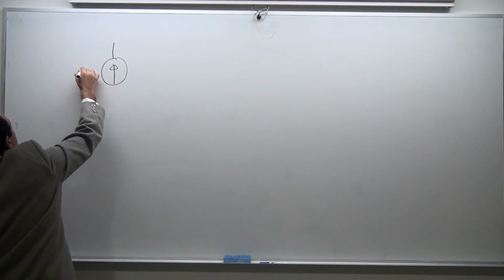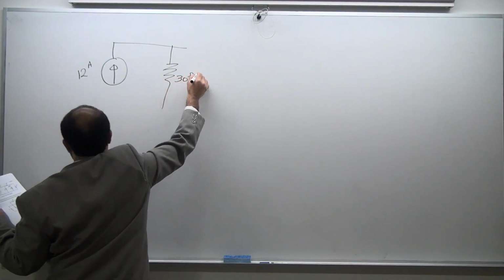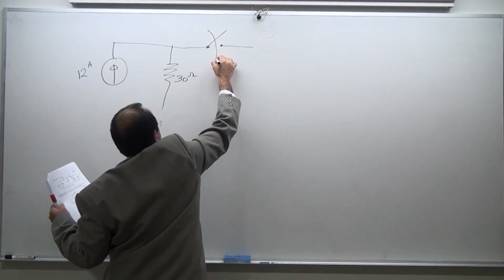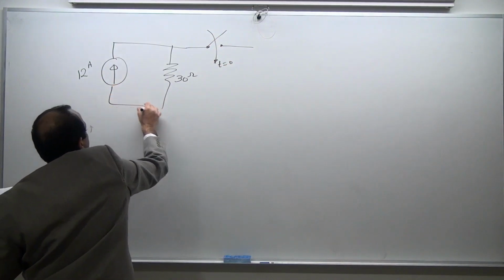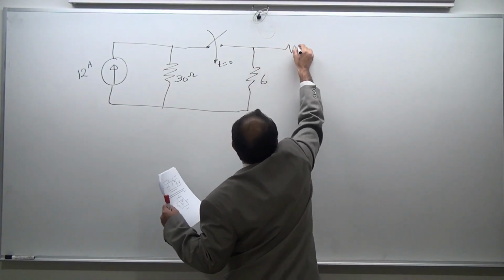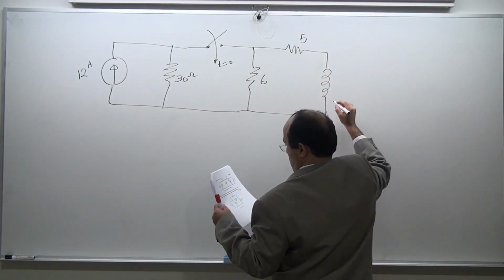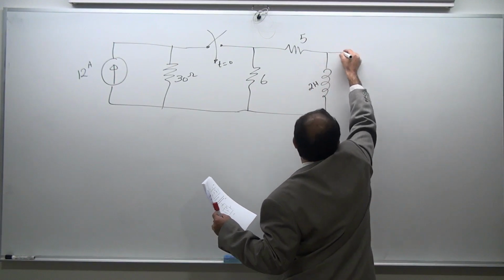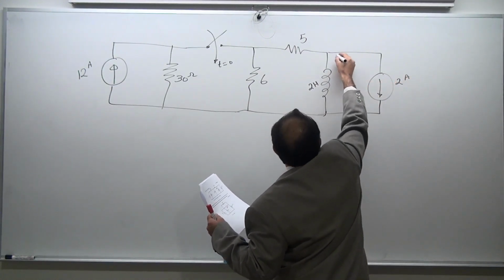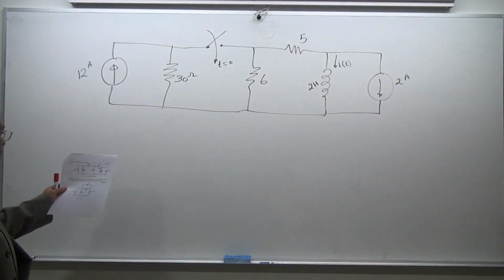Okay, this one is going to be 12 amp, 30 ohm, a switch. The switch seems to be closing at t is equal to 0. 6 ohm, 5 ohm, inductor. Inductor is 2 Henry, and then a current source 2 amp. The variable of interest is I of t, which is the I of the inductor. Let's sit back and make sure you copied this correctly.